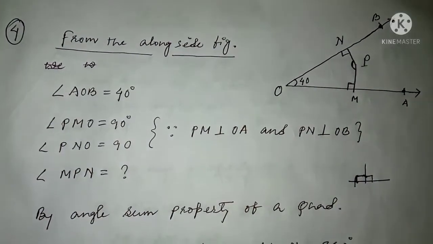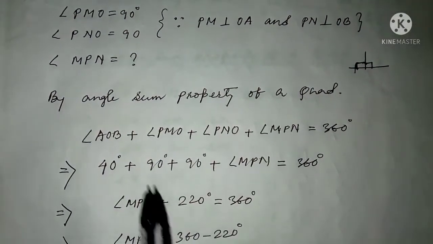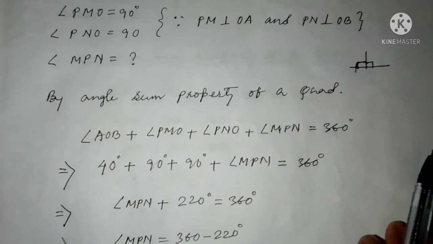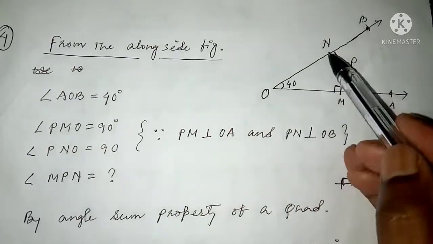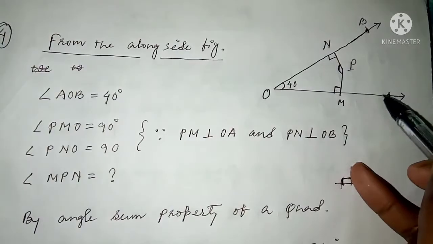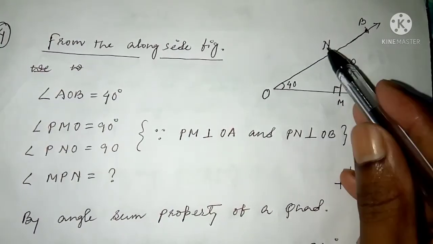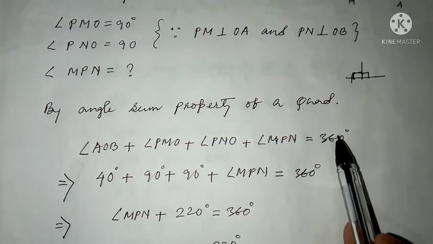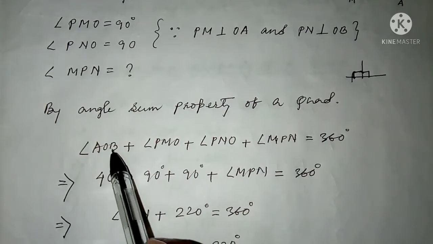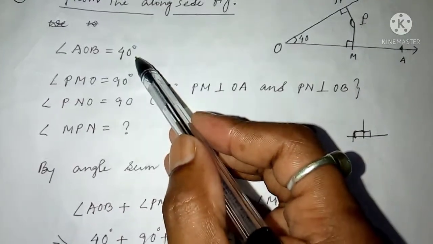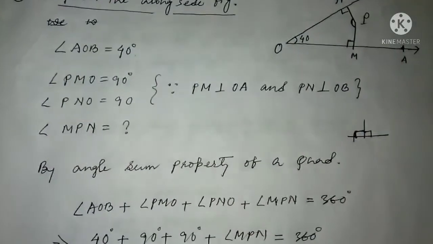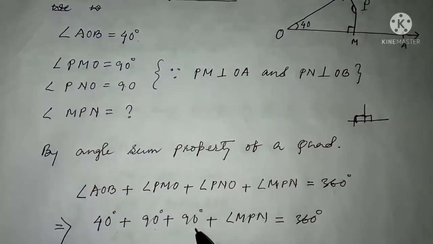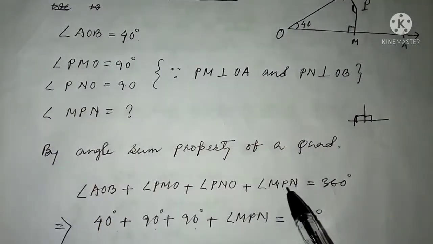Very simple, like earlier questions, we will apply the angle sum property of a quadrilateral. If I add up all the angles, angle AOB, PNO, PMO and MPN, it gives me 360. AOB is already given, it is 40 degrees, so you write 40 here. PMO is 90, so you write 90. PNO is also 90, you write 90. MPN is not known to us, you write it as it is.